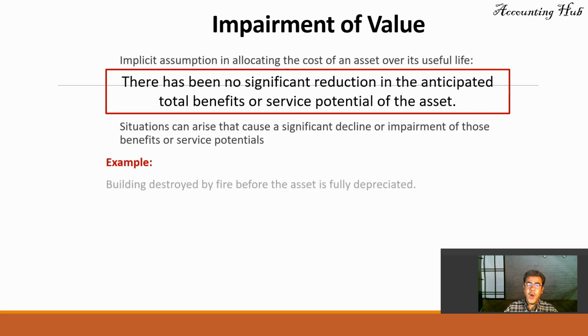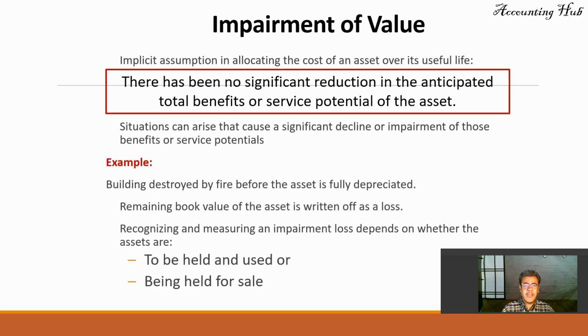Okay. So what is impairment of value? An implicit assumption in allocating the cost of an asset over its useful life is that there has been no significant reduction in the anticipated total benefits or service potential of the asset. However, situations can arise that cause a significant decline or impairment of those benefits or service potential. Example: a building destroyed by fire before the asset is fully depreciated. So the remaining book value of the asset is written off as a loss.